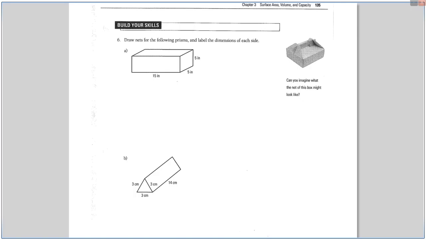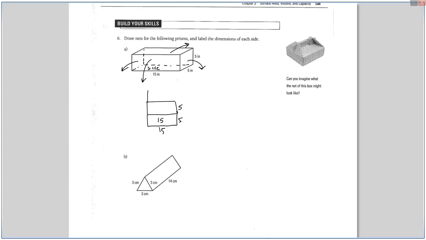My recommendation is to start with the base. So here's the base. So draw a rectangle. Label the sides, so 15 and 5. And then imagine these sides like folding down. So it's like, here's the front, which is also going to be 15 and 5. Here's the back, which is also going to be 15 and 5. Then the sides would fold down like this. The sides are squares, 5 by 5.